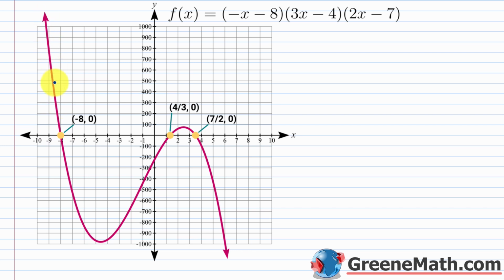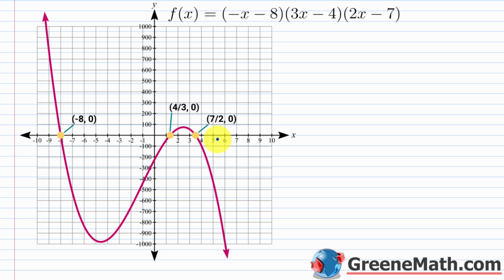So the function values, or the y values, are always going to be positive when x is less than negative 8. Then if you look at the x values between negative 8 and 4/3, the function values are always going to be negative. Between 4/3 and 7/2, the function values are always positive. And anything where x is greater than 7/2, the function values are always negative. So really all you have to do is find your x-intercepts, split the number line up into intervals, and then test in each interval.